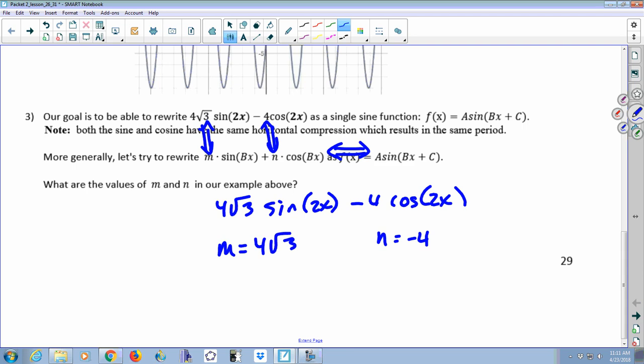Okay, so that's what I know so far. All right, now we can turn the page. We know, and we can throw b in there as well, b is 2. We know that much so far.